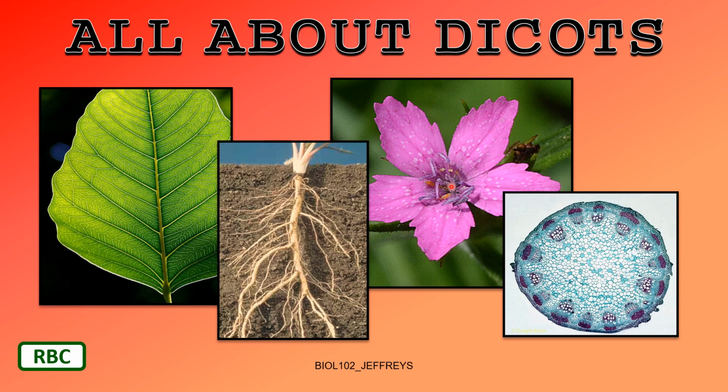And then here is the stem, typical stem of a dicot. These are your vascular bundles arranged in a nice little pattern on the periphery of the stem. There's no vascular tissue inside here. Okay, so that's a dicot stem.